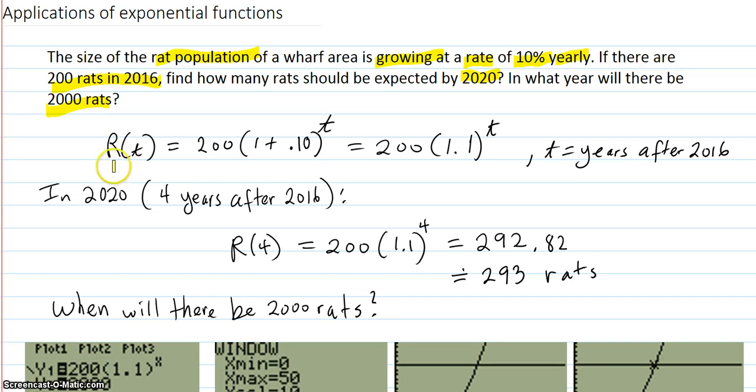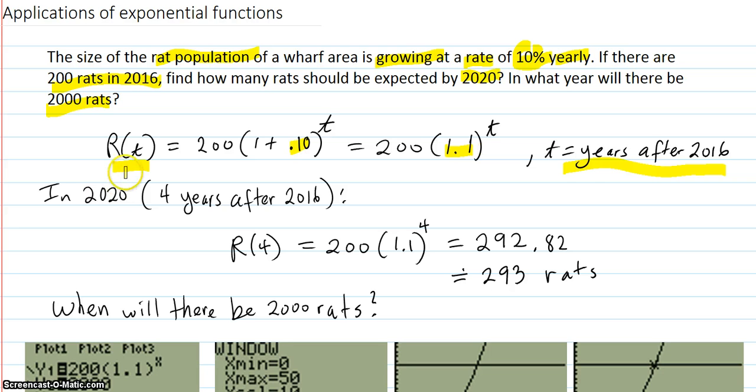Okay, so you have your exponential function. T equals years after 2016. It's a 10% growth rate, so it's a 1 plus 10%. So that factor is going to be over 1, so it's definitely growth. And then that just simplifies to 1.1.